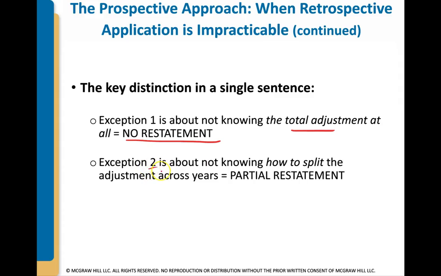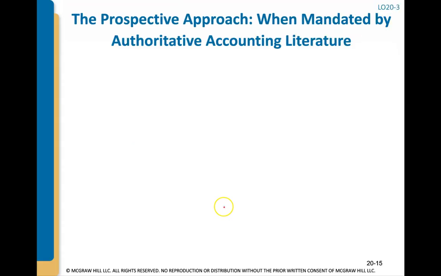The second example was you don't know how to split the adjustment across the years. You know the total adjustment, but not how to split it. So you just start restating your financials in the earliest year where you have that information. So it's like a partial restatement. Also, this is kind of like a modified retrospective approach.